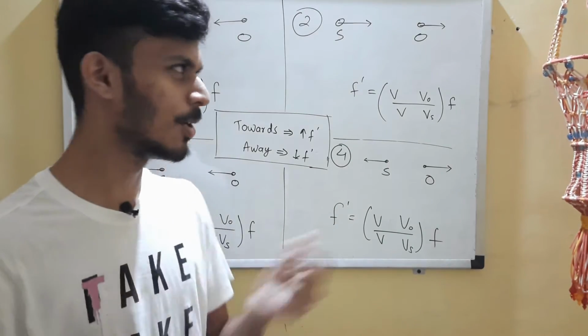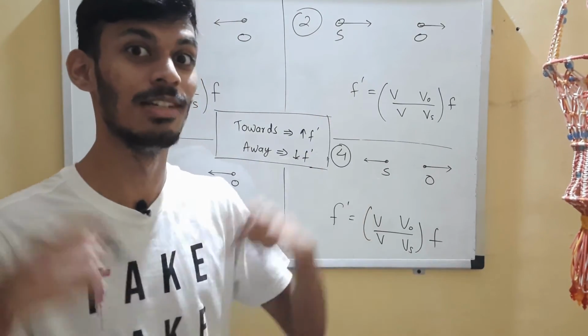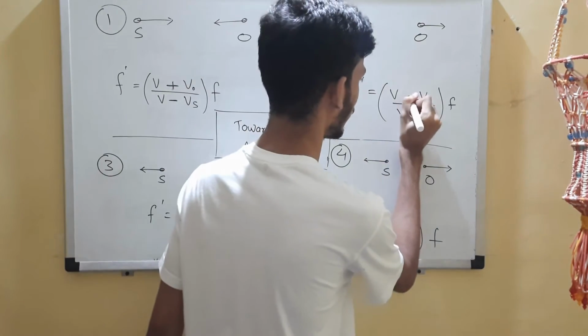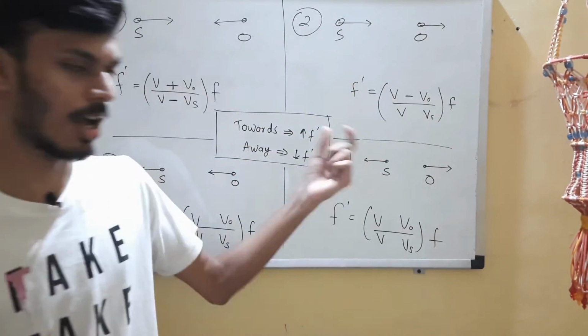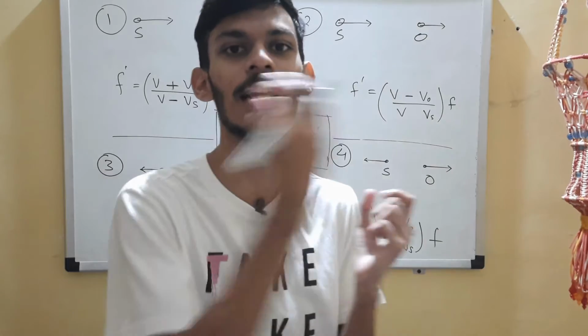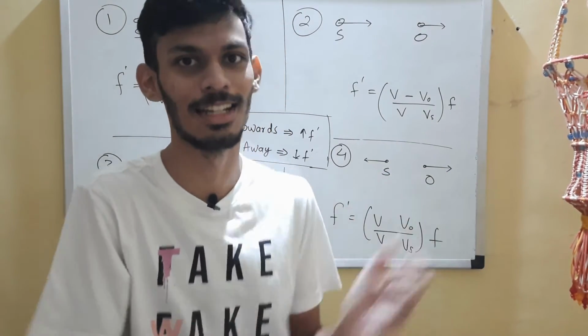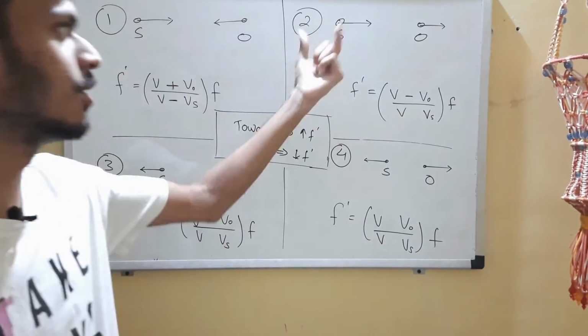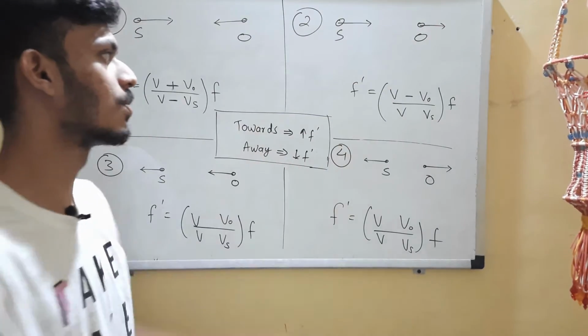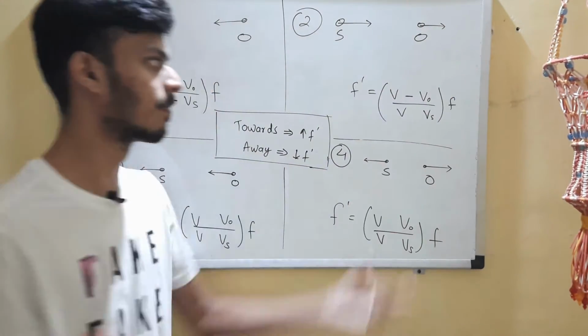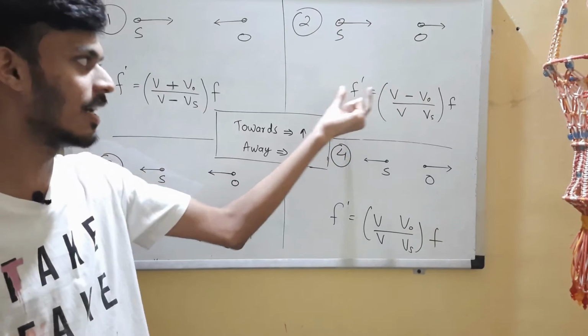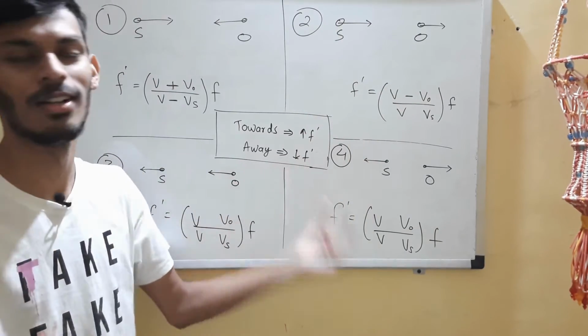So in order to decrease this f dash, you decrease the numerator. Because how do you decrease a fraction? You either decrease the numerator or increase the denominator, right? So here you want to decrease, right? It's moving away, so you do v minus vo. That will decrease the numerator and in turn that will decrease your f dash.